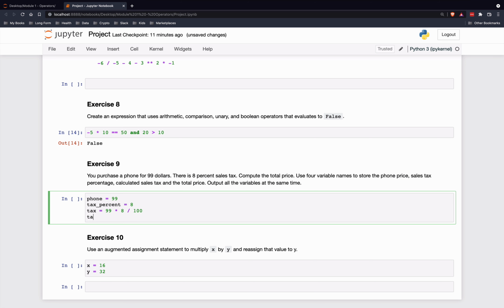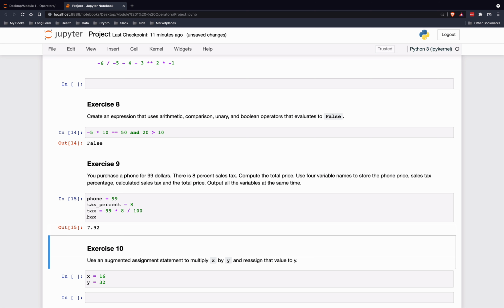So we can look at this. Let's just look at this value. And you know what we can do right now is we can look at all of them. Phone, tax percent, and then the actual tax. So we have the phone is 99, the tax percent is 8, and the actual tax that is paid in dollars is 792. And then we want the total price, so we'll just make another variable here.